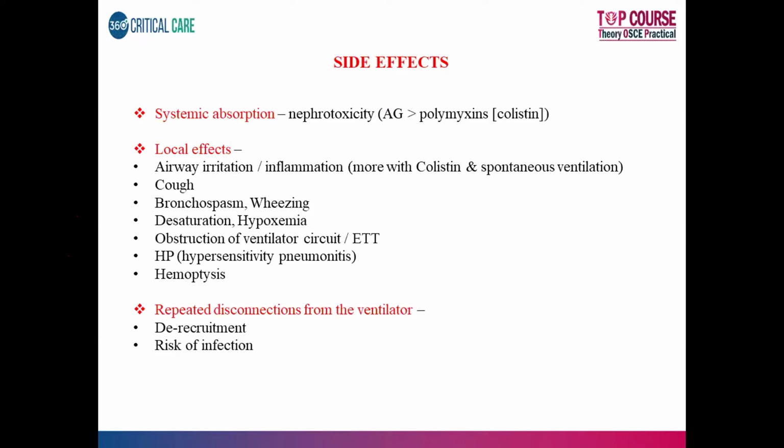Coming to the local effects. There could be some airway irritation or inflammation, more with colistin, and if the patient is on spontaneous ventilation, cough could be present, bronchospasm, wheezing, desaturation and hypoxemia, obstruction of the ventilator circuit, hypersensitivity pneumonitis, and in some cases, rarely even hemoptysis. And why does this desaturation or hypoxemia happen? Because of the repeated disconnection from the ventilator, which leads to derecruitment in ARDS patients. Also, there is some amount of infection that is associated with these inhaled antibiotics when you give them.